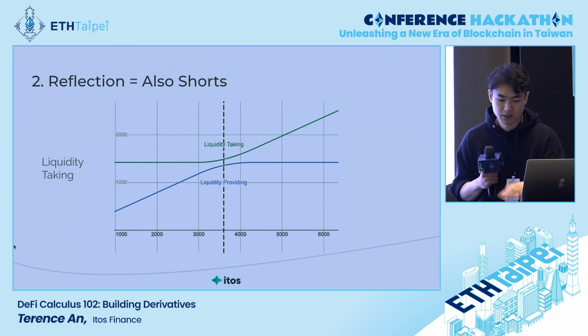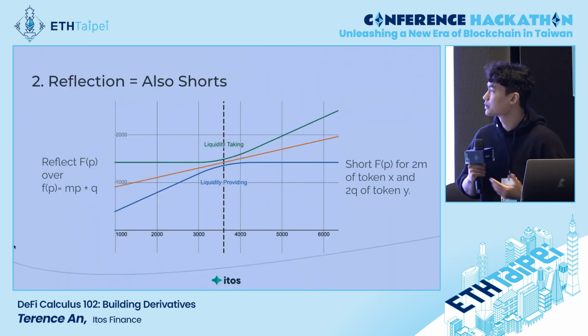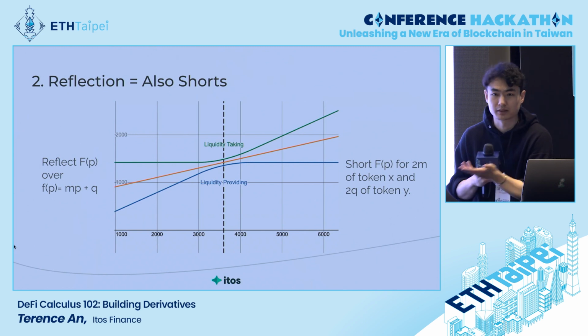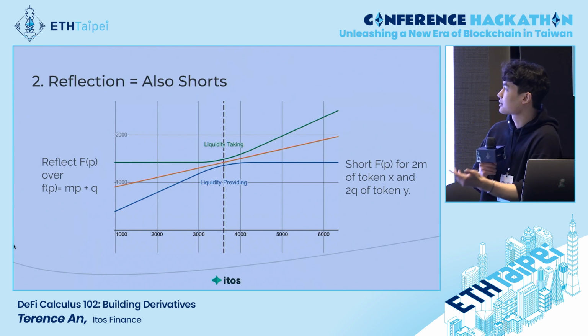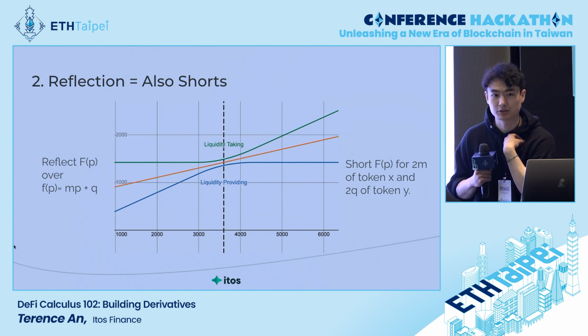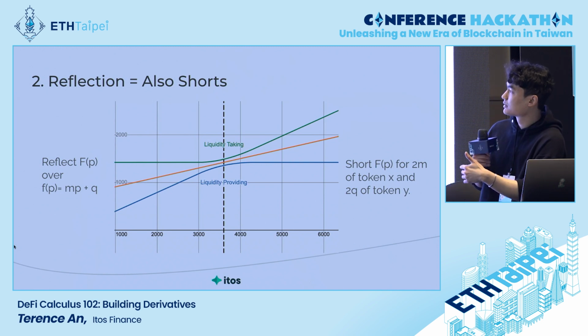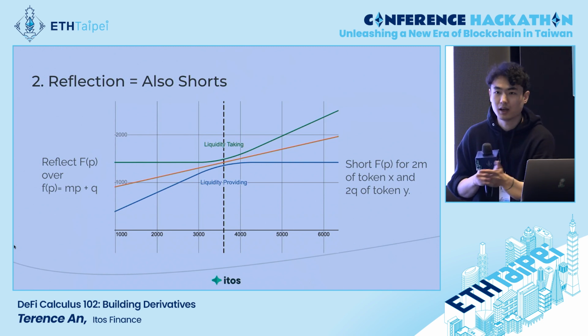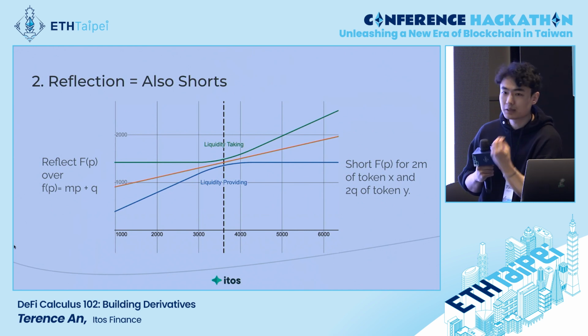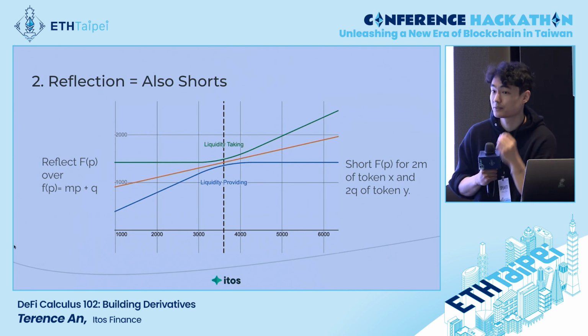So how do we do this? Well, the answer is pretty simple, actually. We just have to reflect over the intermediary line. And so you can just draw the line and say, I want to short the LP position in return for these assets that are denominated by the line. And all of a sudden, I have my liquidity taking position that is only positive exposure.